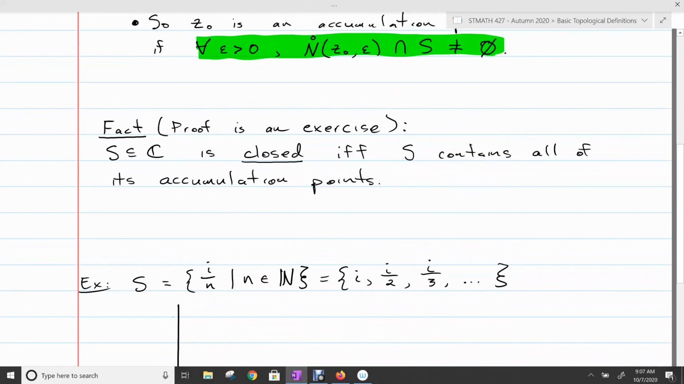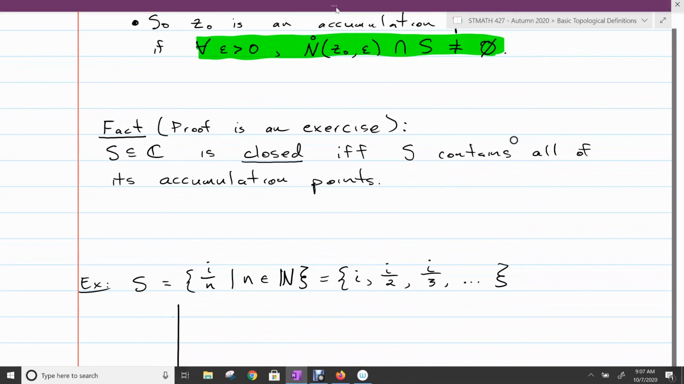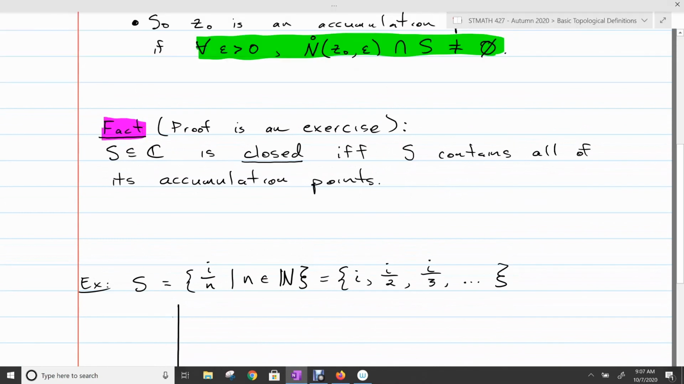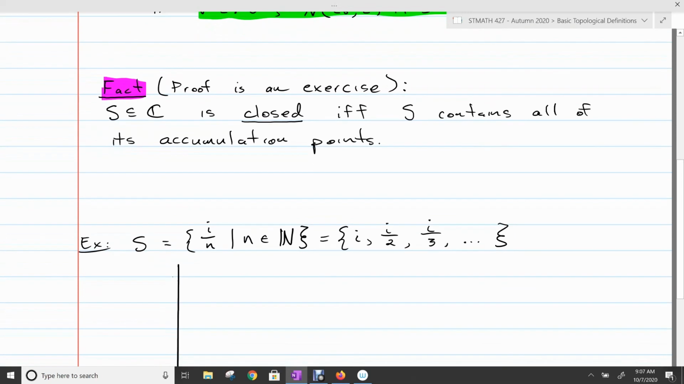This is related to the idea of a set being closed, and this will be an exercise for you to try to prove. It's equivalent to say a set is closed to say the set contains all of its accumulation points. So this is another characterization of the idea of closed.